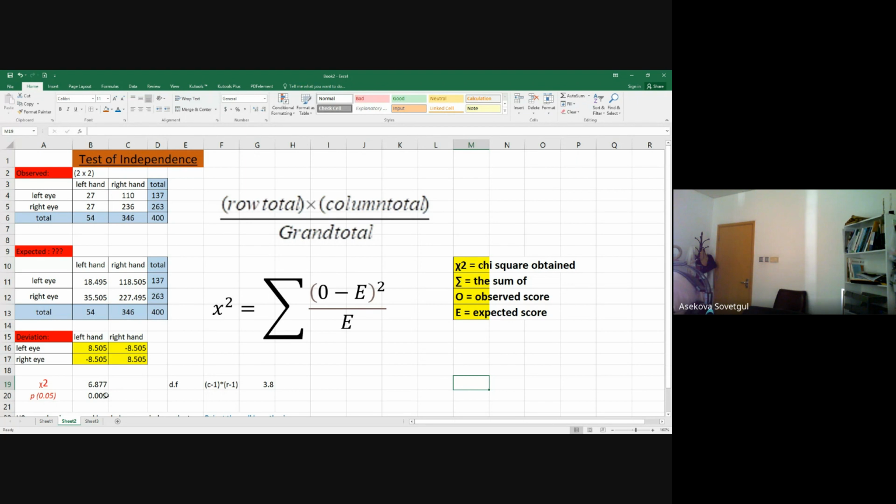But the good thing is that Excel can calculate the probability value for us, as long as we type chi-squ.dist.rt. We have to feed in our obtained value for the chi-square. That's how we can obtain the probability value.